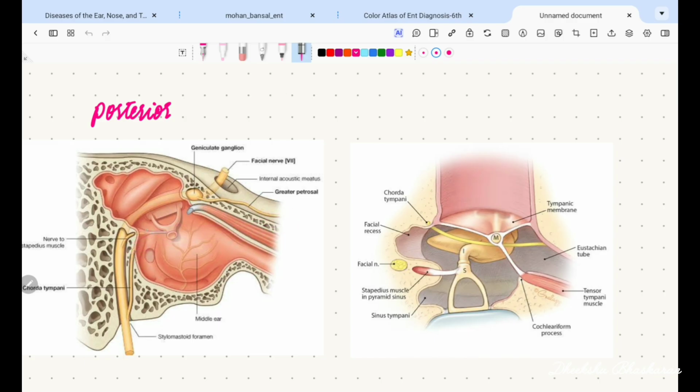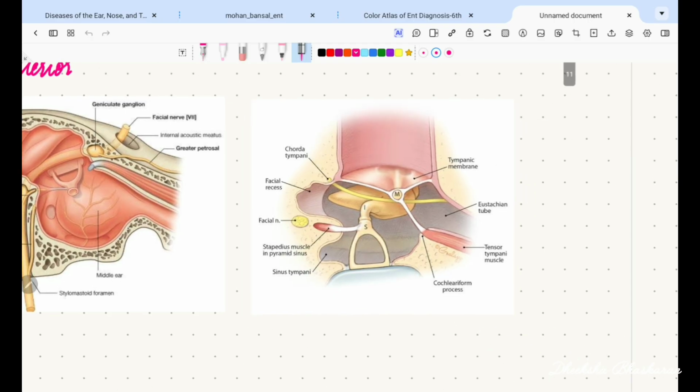This chorda tympani nerve enters the cavity and it exits anteriorly. Okay, and then we have the pyramid here, which gives rise to the stapedius muscle. The stapedius muscle attaches to the head of the stapes, as we see here, and this stapedius muscle is supplied by the nerve to stapedius muscle, which arises from the vertical part of the facial nerve.